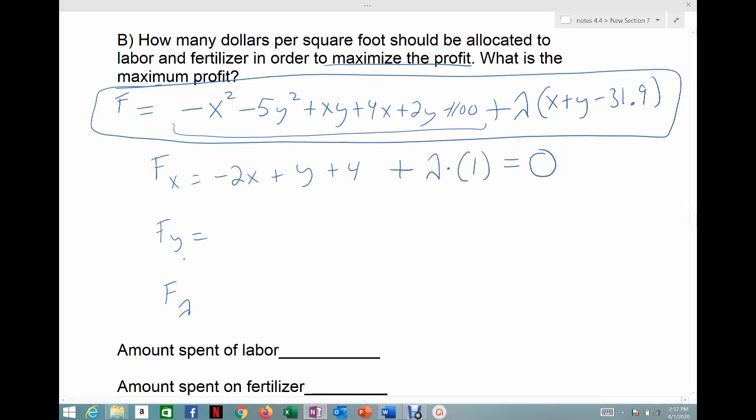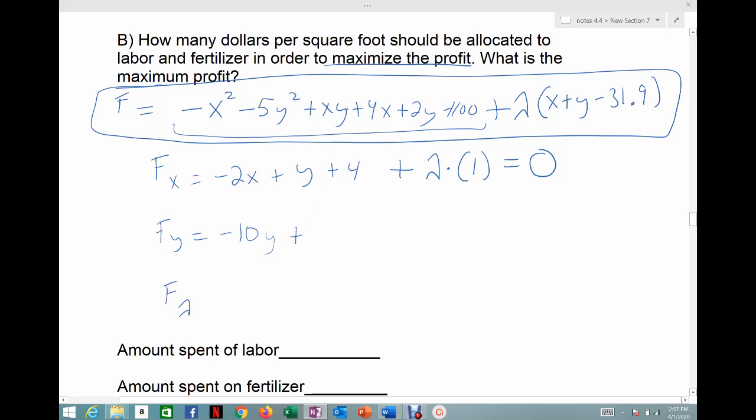Now the derivative with respect to y. Same thing, I take the derivative of the profit equation with respect to y, so just the derivative of all of the y parts. The x squared zeroes out. Negative 5y squared is going to give me a negative 10y.